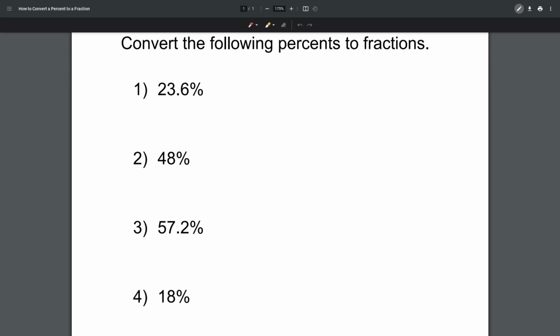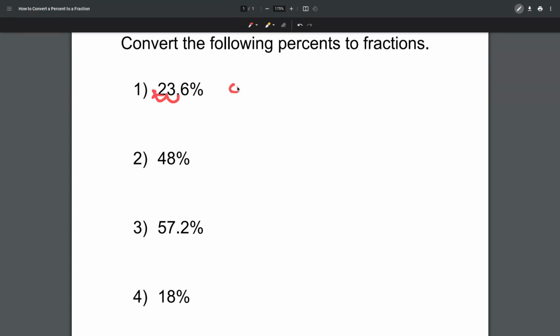In this video, we're going to convert these percents to fractions. So we're going to start by converting the percent to a decimal. And to do that, we'll move the decimal point 2 places to the left. So I'm going to take 23.6 and move it 2 places to the left here, and I'm going to place the decimal point here.